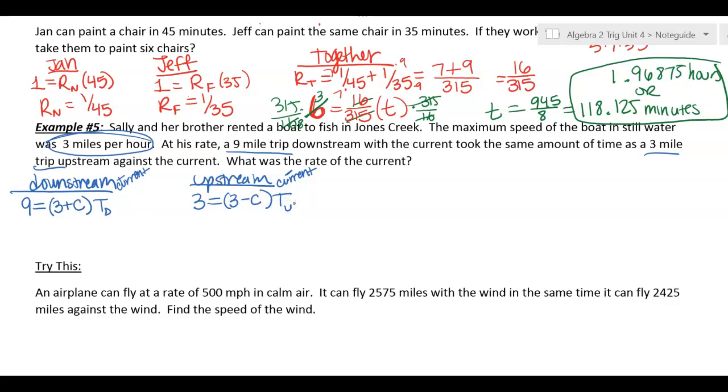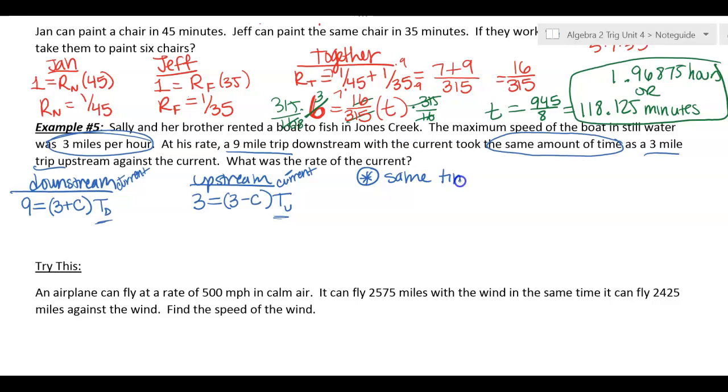So again, we have two equations. If they had the same two variables, we could solve a system. But right now they have 3 variables. And it's these times that are different. And we don't know their relationship. So what we want to do is see what do we know about the time. And so here it says the trips took the same amount of time.